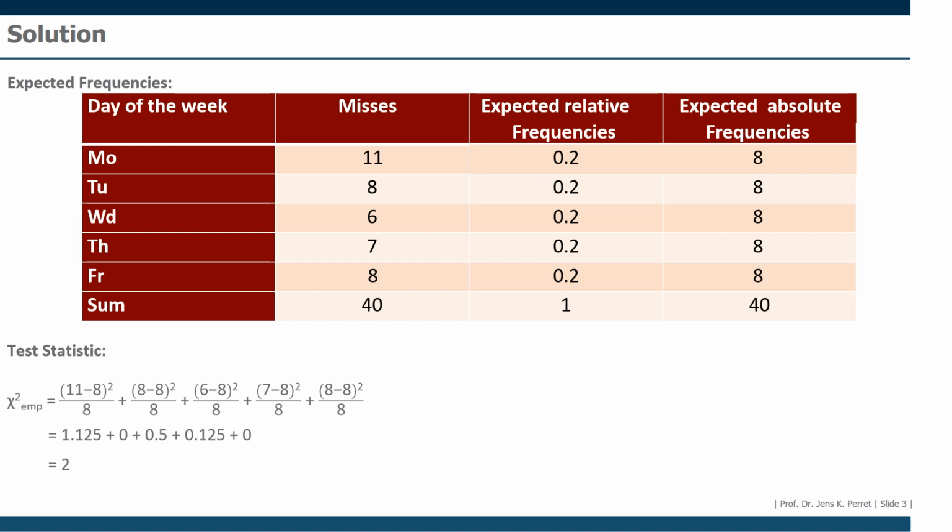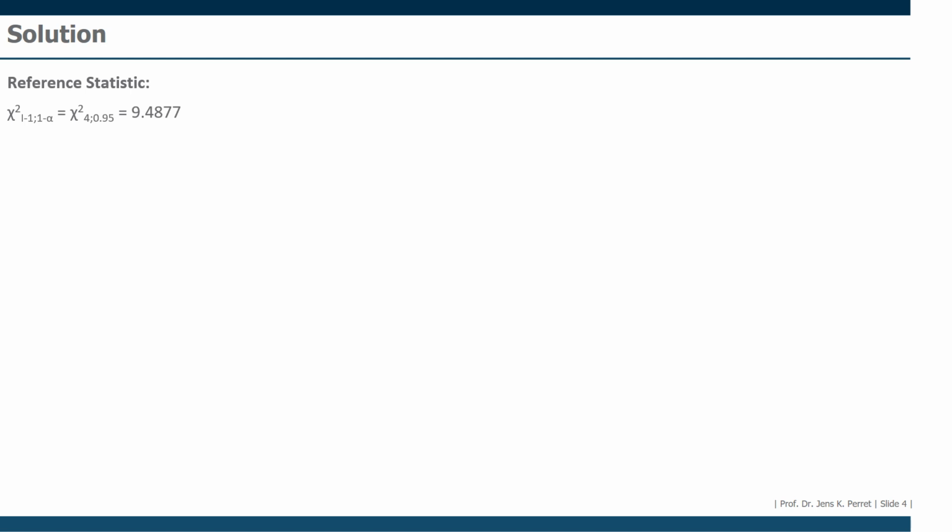The only thing missing to actually conduct the test is the reference statistic. So I'm just going to go with the reference statistic first. Here the reference statistic for this test is always chi-squared, I minus 1, 1 minus alpha. I is the number of different rows we have here, or different characteristics, in this case different days. Here we have 5 days, so I is 5, 5 minus 1 gives us 4. Finally, we have 1 minus alpha, where alpha is the margin of error, and in the exercise the margin of error should be 5%. So we have 1 minus 0.05, giving us 0.95.